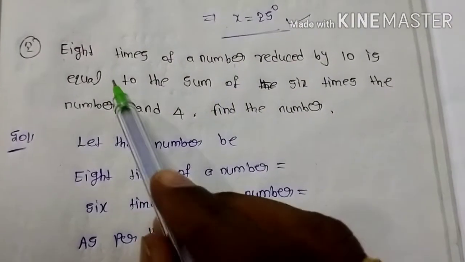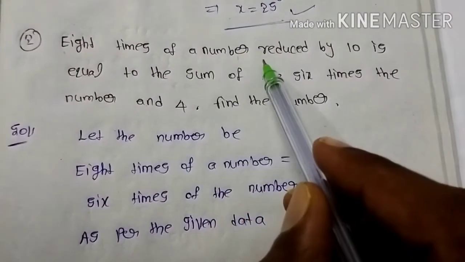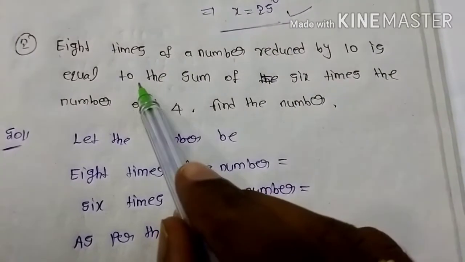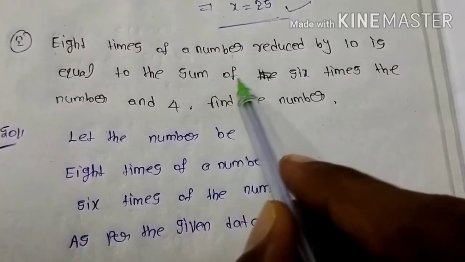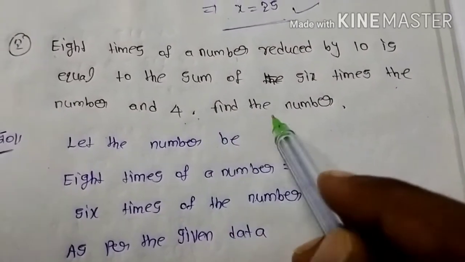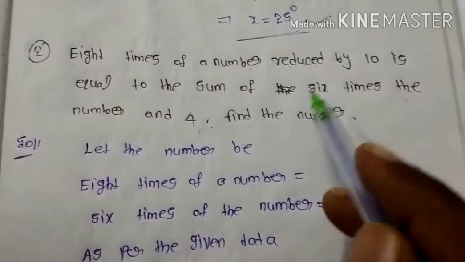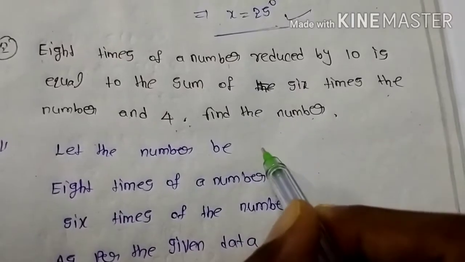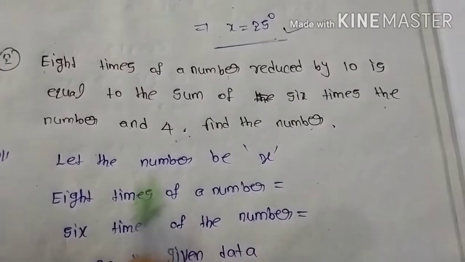Now you can see your second question. 8 times a number reduced by 10 is equal to the sum of 6 times the number and 4. Find the number. We don't know that number, yes or no? We don't know that number. So first of all, I am taking here, let the number be x.